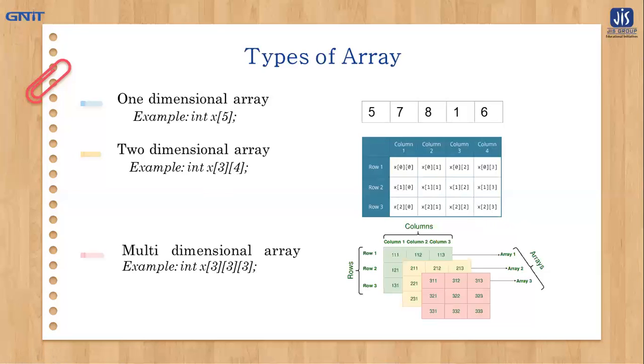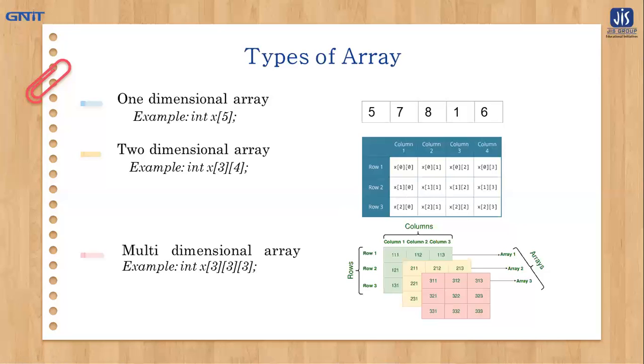But if someone chooses the lower bound as 1, then this value will be replaced by x11, and in the second row it will be x21, and so on. It purely depends on the programmer, what he or she has chosen and written in the program. But generally for arrays, we start storing the data from the 0th index.